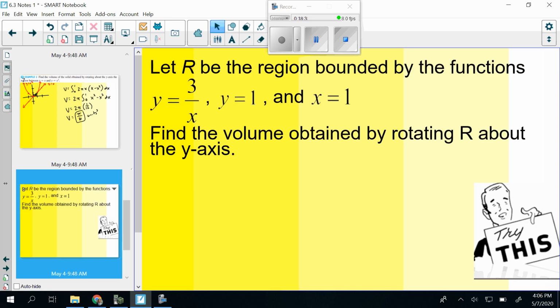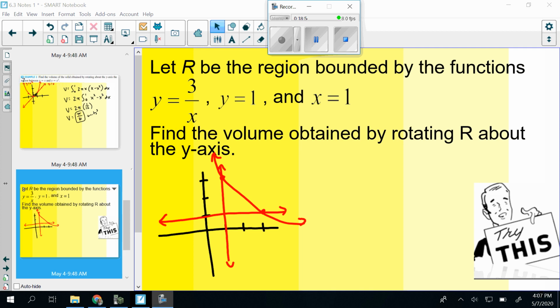All right, last one here. Find the region bounded by these functions, and then see what you get by rotating around the y-axis. Why don't you pause the video at this time, see if you can graph this one out first, and then hit play to test to see if your graph looks correct.